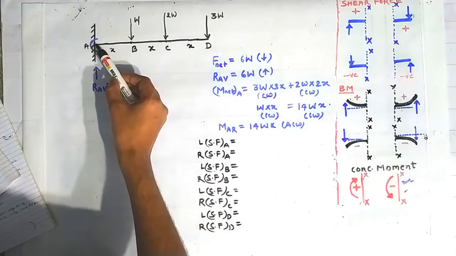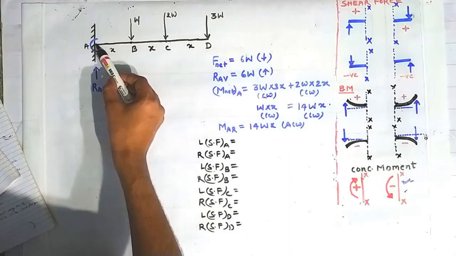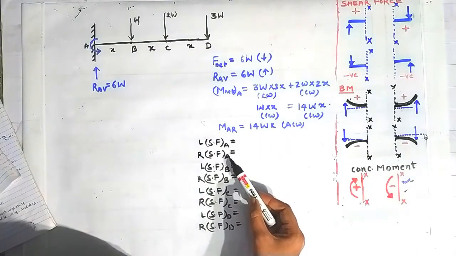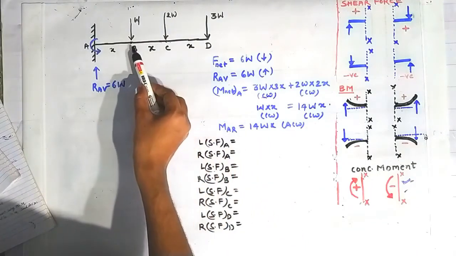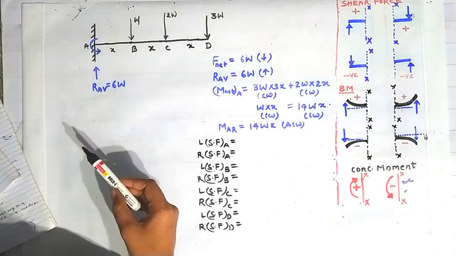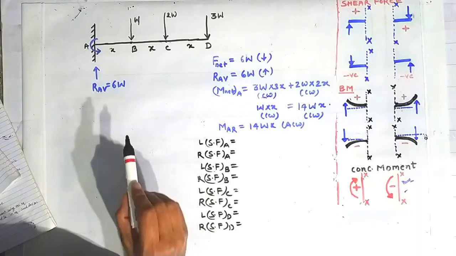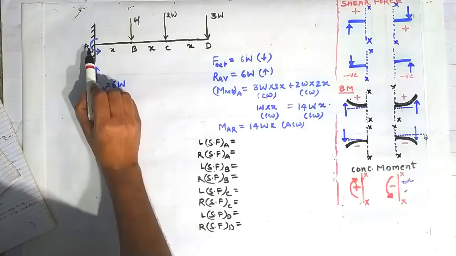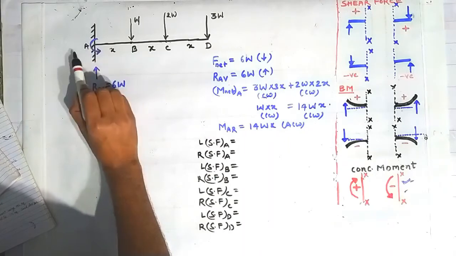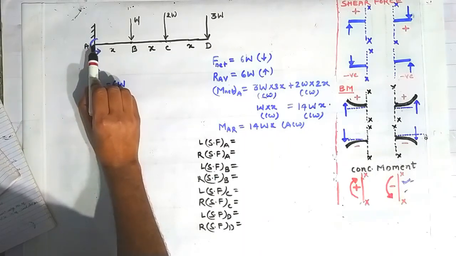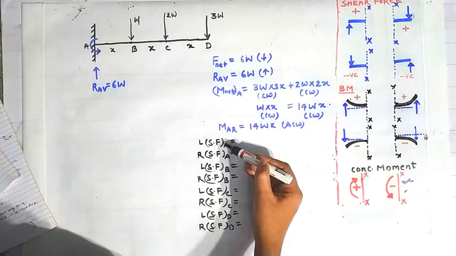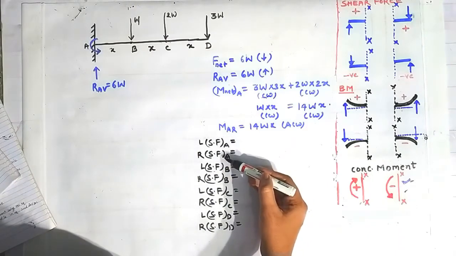Now friends, at the point A, why do we have to find the shear force on the left side and the right side of the point A, and similarly for B, C and D also? The reason is that when we go from the left side of the point A to the right side of the point A, the shear force will change suddenly. That's why we have to find the shear force on the left side of the point A and on the right side of the point A.